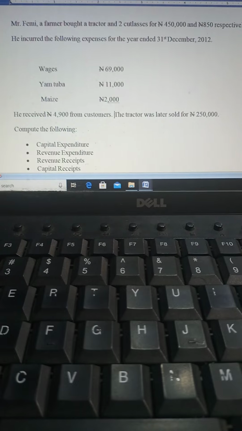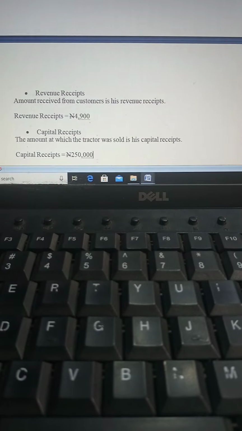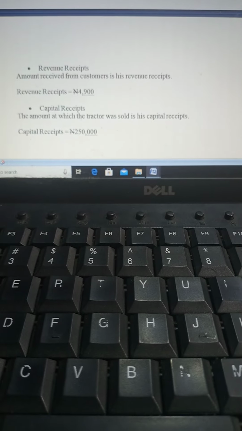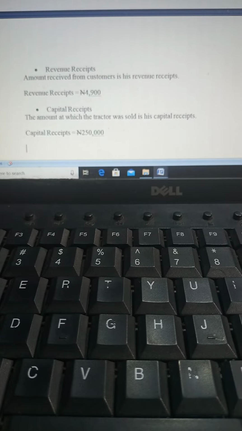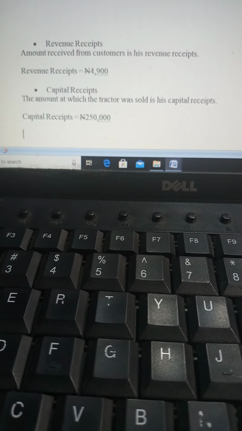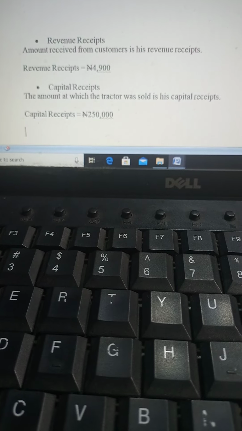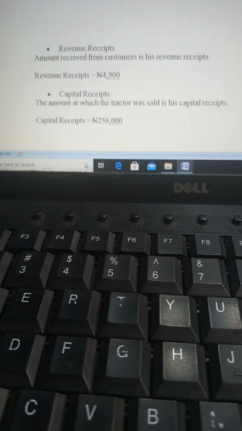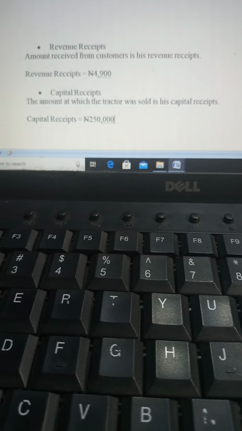So let's come and solve the question here. Our capital receipt here is the amount at which the tractor was sold. That is, the capital receipt of Mr. Femi is the amount at which the tractor was sold. So the capital receipt is 250,000 naira. So that is the solution to the question.